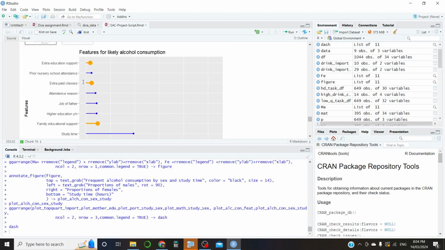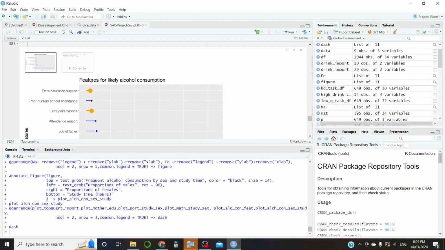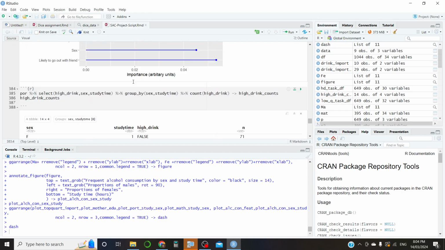I had to show some other things in the visualizations. I had to show these little ones that are saying, hey, I'm featuring these as special. So the education support, extra paid classes, extra education support. I was looking at those as features that might stick out for the things that schools are doing, and they feature for students who frequently say they're consuming alcohol.